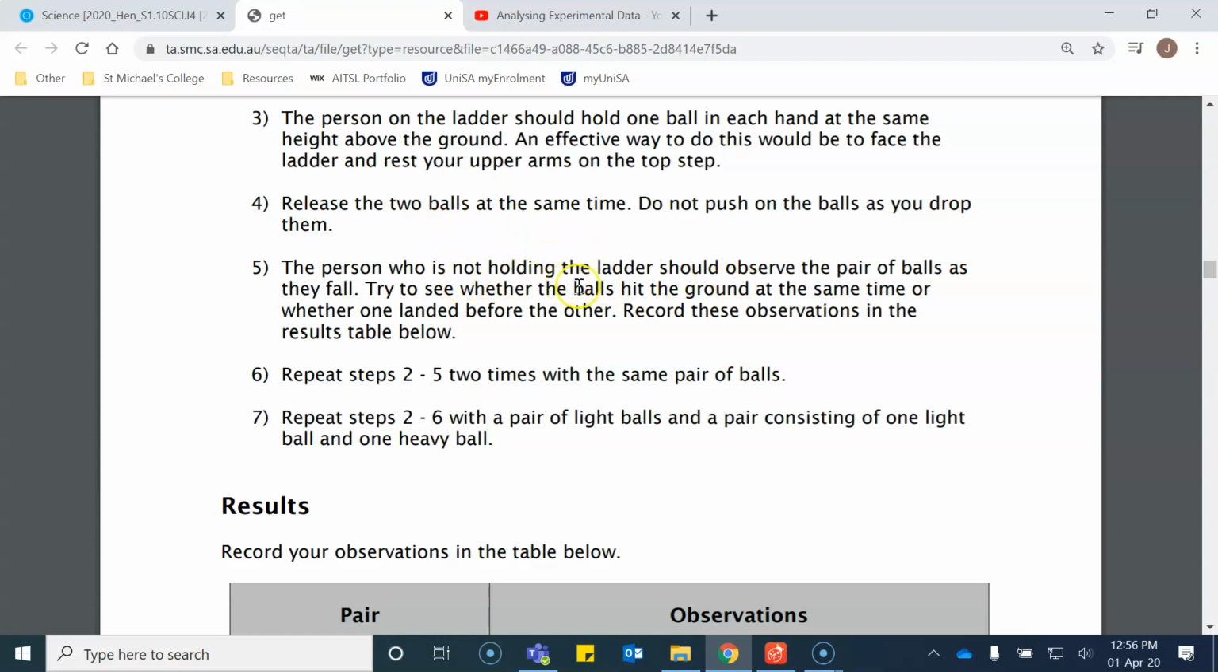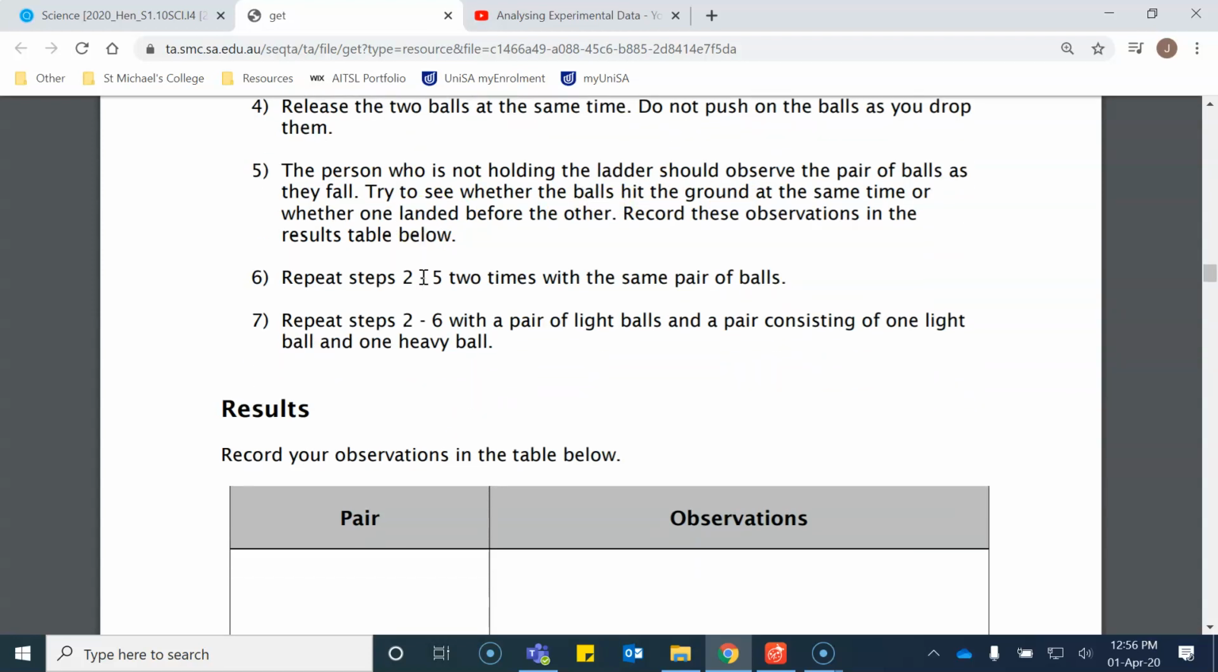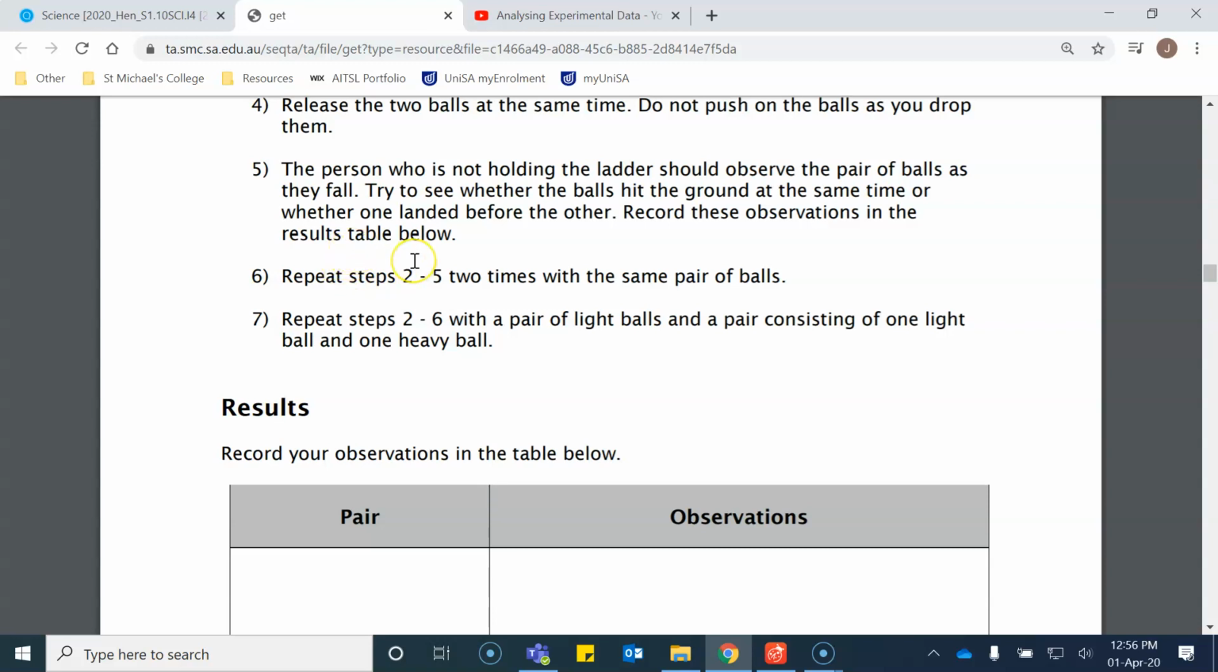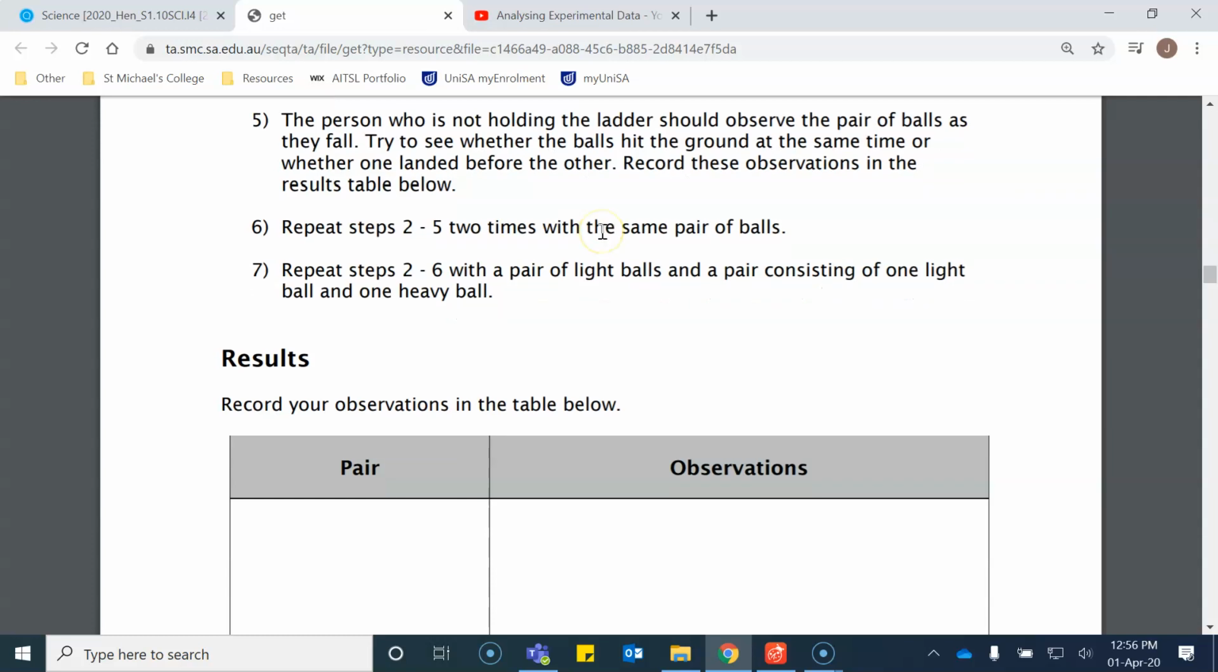Try to see whether the balls hit the ground at the same time or whether one landed before the other. Record these observations in the results table shown below. Repeat steps 2 to 5 2 times with the same pair of balls. So basically, if you're doing a tennis ball and a cricket ball, you would drop them at the same time, see how they go, and then repeat the process.